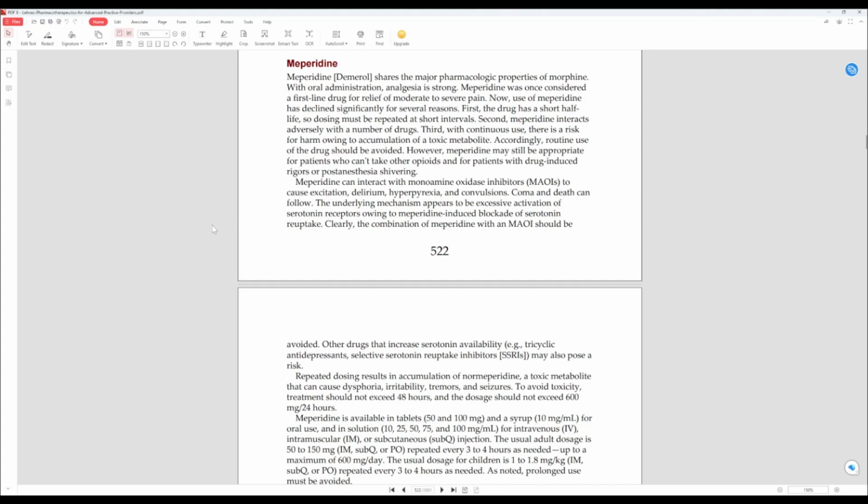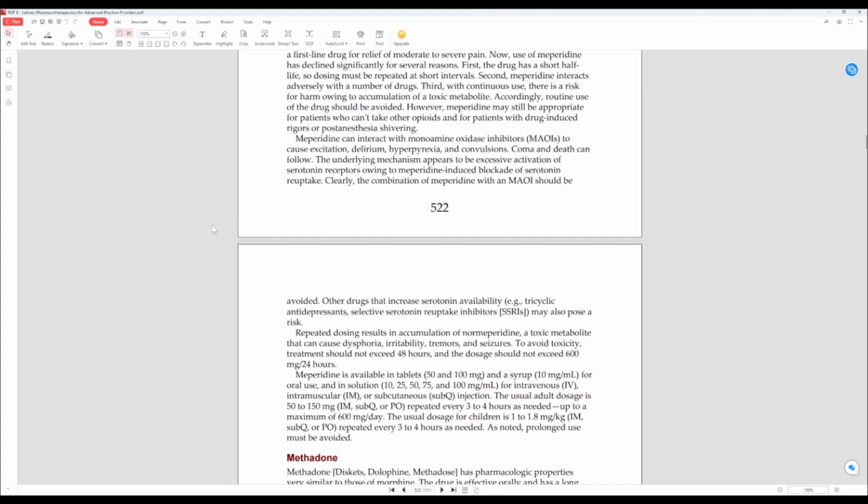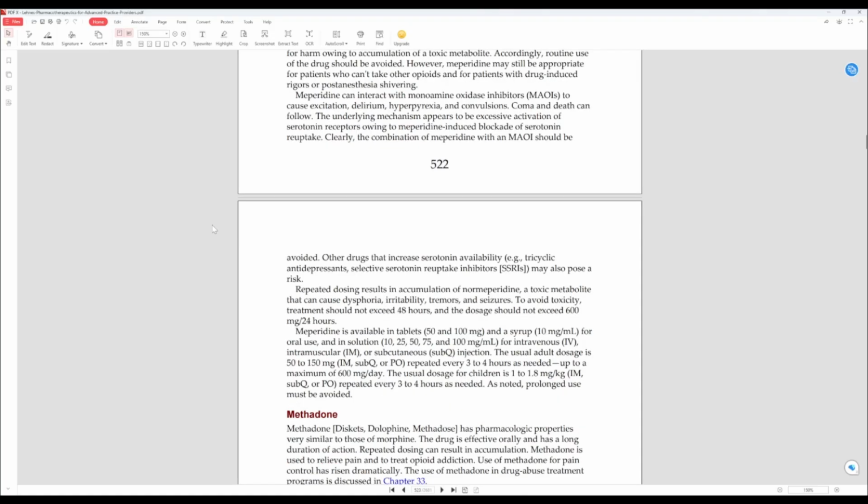Meperidine can interact with a monoamine oxidase inhibitor, or MAOI, to cause excitation, delirium, hyperpyrexia, and convulsions. Coma and death can follow. The underlying mechanism appears to be excessive activation of the serotonin receptors, owing to meperidine-induced blockade of serotonin reuptake. Clearly, the combination of meperidine with a MAOI should be avoided. Other drugs that increase serotonin availability may also pose a risk.